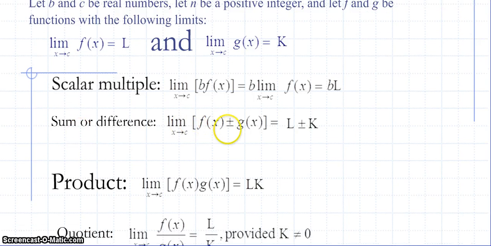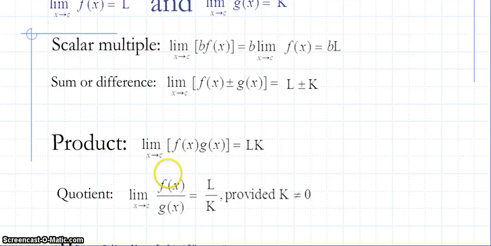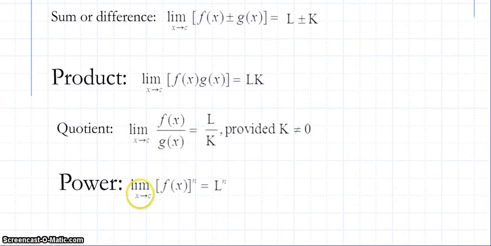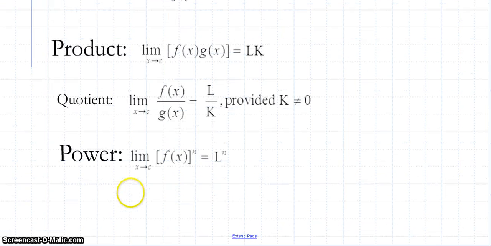We can see the sum and difference, which is just the sum and difference of the limits. The product is the product of the limits. The quotient is the quotient of the limits. Again, we can't divide by 0 though, so assuming k is not 0. And the power is the power of the limit. So again, those are all on your sheet. Just know them and understand them. They should make sense though.